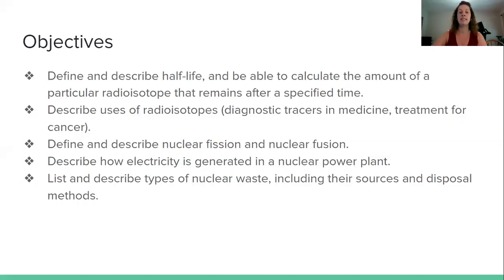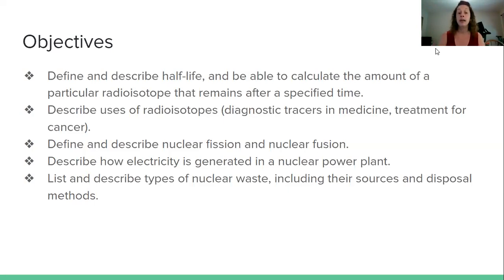Today we're going to look at what is half-life. We're going to define it and describe it. You're going to be able to calculate the amount of a particular radioisotope that remains after a half-life. The key here is it's half. So every time a certain amount of time goes by, half the sample goes away. So it's going to be really easy. You're just going to be dividing by 2.